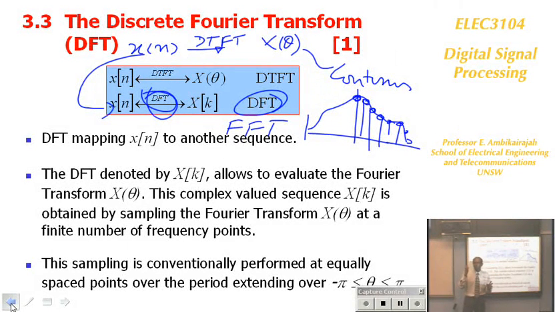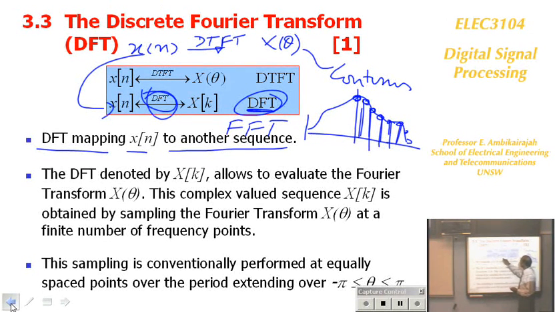FFT is not a transform. A lot of people think it's a transform. It's a fast algorithm. DFT is the transform, discrete Fourier transform, right? So DFT is mapping xn to another sequence. When you finish DFT, you get xk's. So from a time sequence, you are getting not a continuous, but frequency positions, frequency values, discrete values.